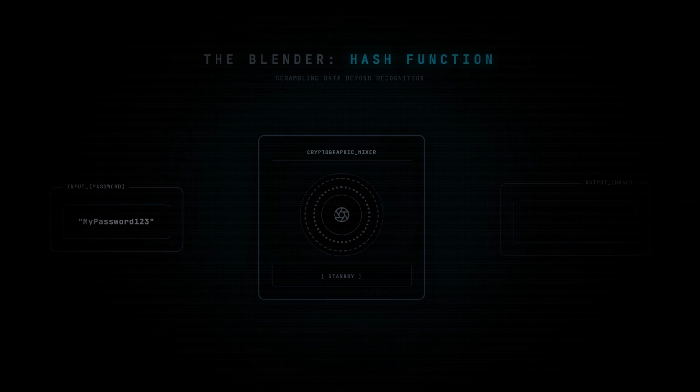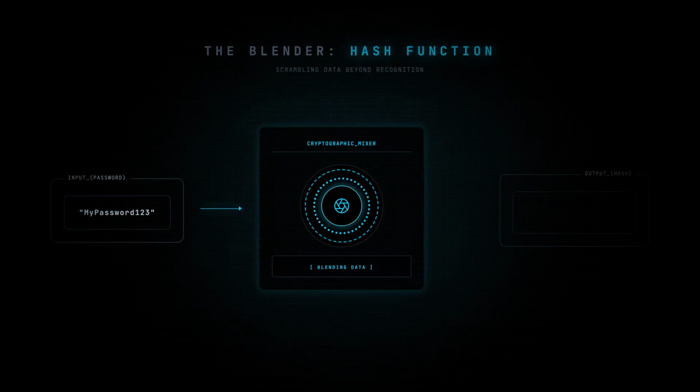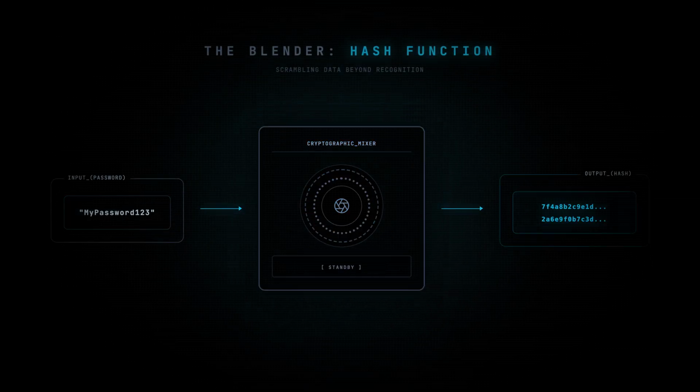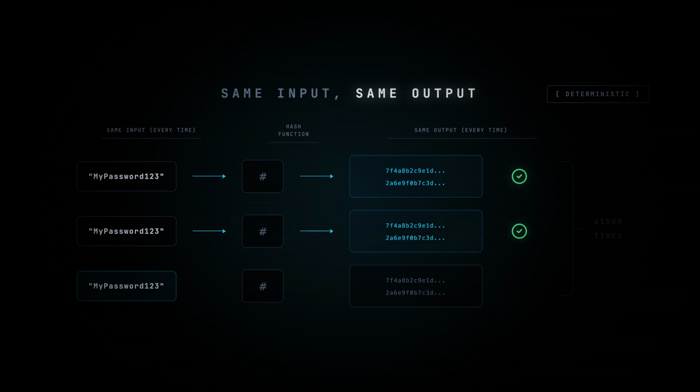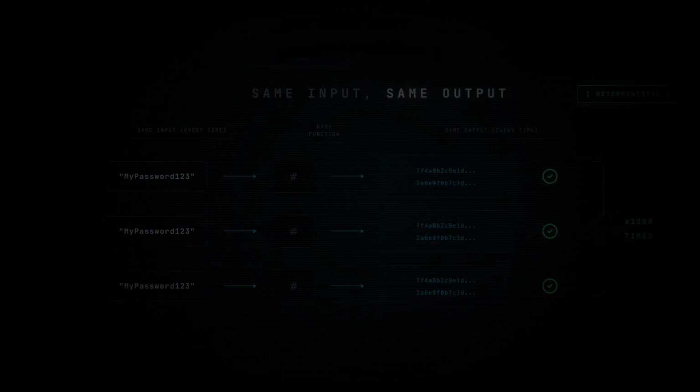Your password was fed into something called a hash function. Think of a hash function as a blender. You put a word in, you get a completely different string of characters out. My password 123 goes in. Something like 7F4A82C9E1D comes out. But this isn't just a random shuffle. It's a deterministic mathematical operation. If you put the same word in 1,000 times, you get the exact same string out every single time.